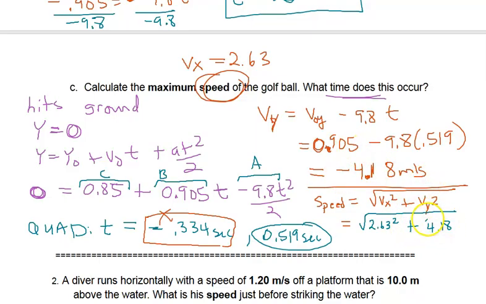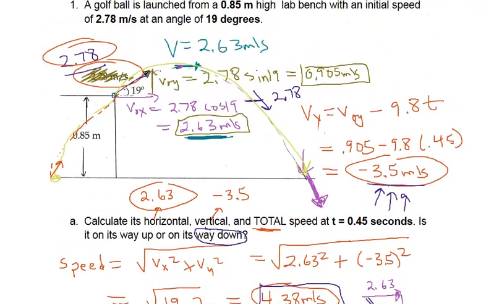Which is the square root of 24.39, which is about 5, right? Because it's about 25. So 4.94 meters per second. Let's just go back and check our work. About 5 meters per second. That makes sense because it started with a speed of 2.78, it slowed to a speed of 2.63, and then it sped up, and it hit with a speed of 4.94.